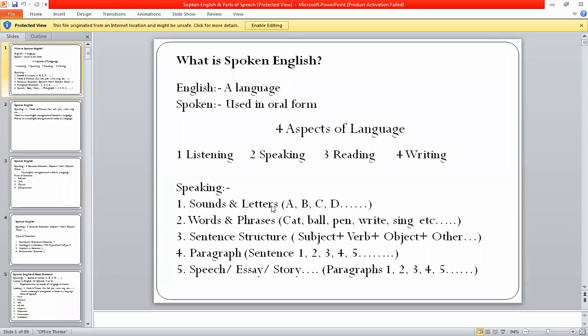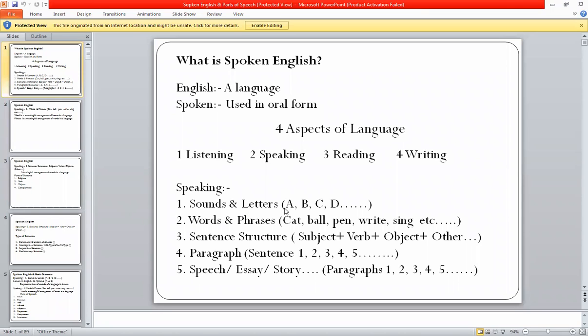Okay, if you want to pass your job interview, then speaking English becomes very important. And speaking has different sub points. Any language is made up of its sounds and letters. Sounds means what? It is the pronunciation of letters or alphabets. Alphabets are called letters, but when we pronounce them, then it becomes the sound.